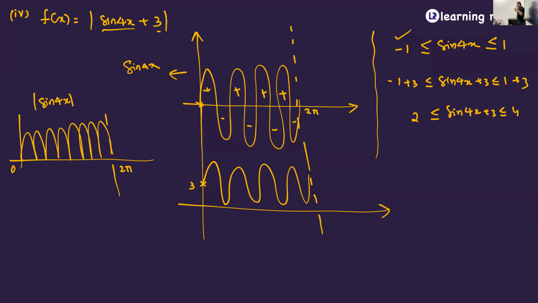Sine of 4x plus 3, right? You need to add 3 on both the sides and then solve it. So left-hand side is the minimum value. Whenever you say something is greater than or equal to, that is minimum value. Less than or equal to is the maximum value. So what is the answer for this? 2 and 4. Okay. I hope you understood all the methods, right?